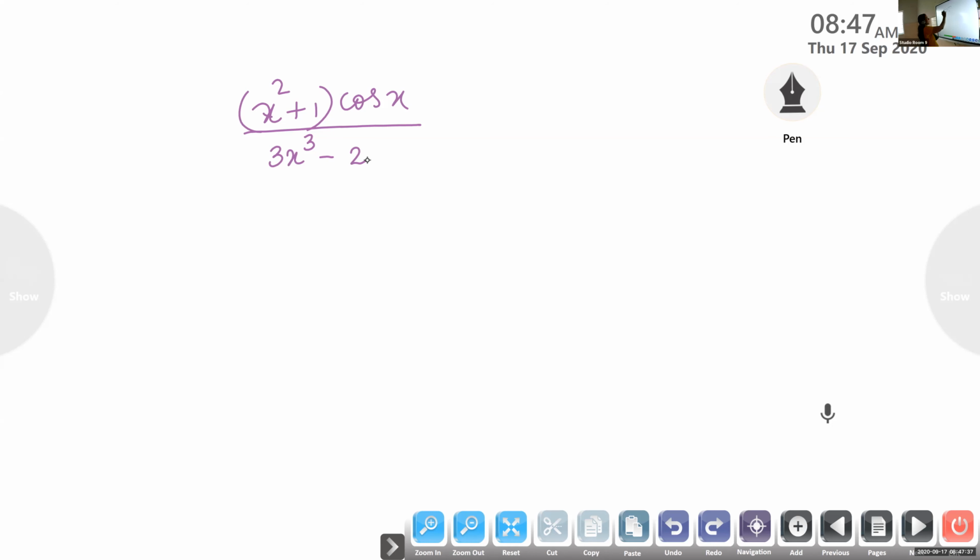If you look at the numerator, we want the product rule, isn't it? Again, the denominator is there. Listen, children. So first step, I name this as y is equal to these two. Initially I am taking this in the form u by v. So what is u here? X square plus 1 into cos x. And what is v? 3x cube minus 2.